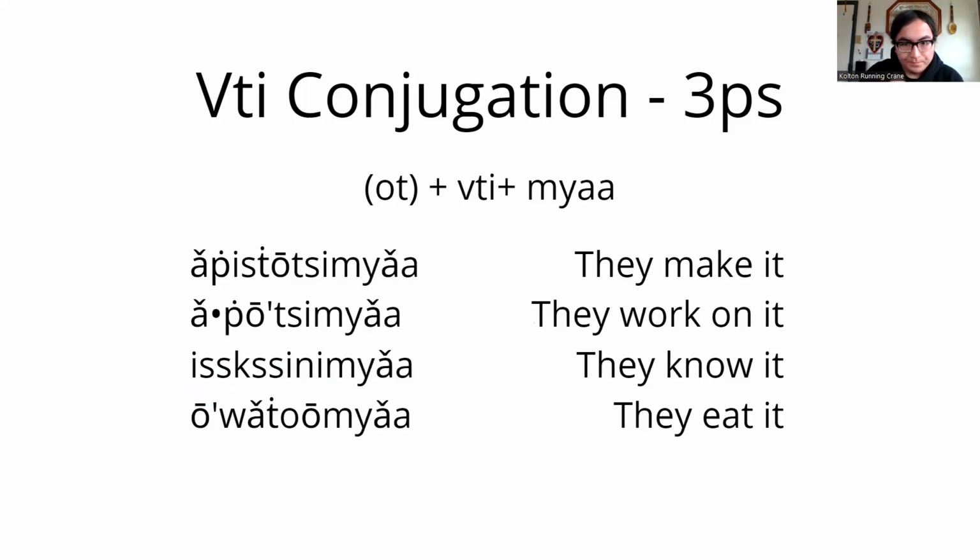And then for the third person plural, it's the same thing, except you add ya at the end. So apistotsimya, they make it. Apotsimya, they work on it. Isksenimya, they know it. Owadoomya means they eat it.